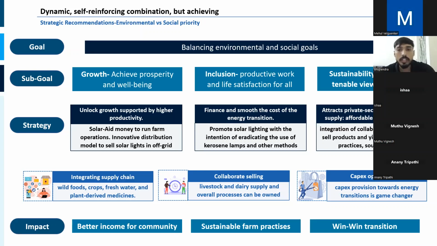And also the capex management can be better with the renewable source of energy. And with this strategy, there is a win-win situation between farmers and NGO, and the impact will be better income. Better income community can be generated, and sustainable farm practices can also be achieved. And yes, we can enhance biodiversity, economic viability also increases, and additional income source to the farmers can also be added through it. And yes, benefit in both the areas, and enhanced overall impact can be generated.